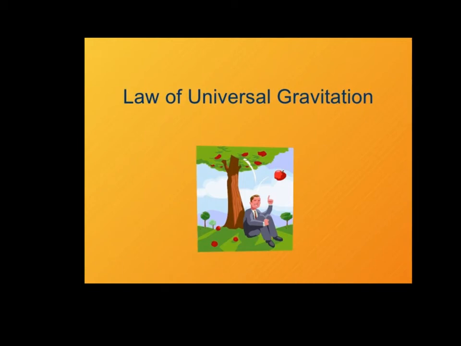In this lesson, we're going to look at the law of universal gravitation. Formulated by Isaac Newton, the law of universal gravitation basically states that every mass in the universe is attracted to every other mass. So essentially, if an object has mass, it will also have an attractive force.